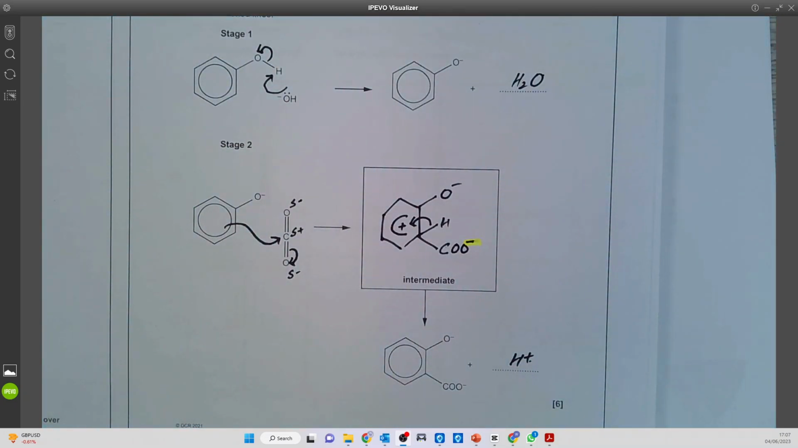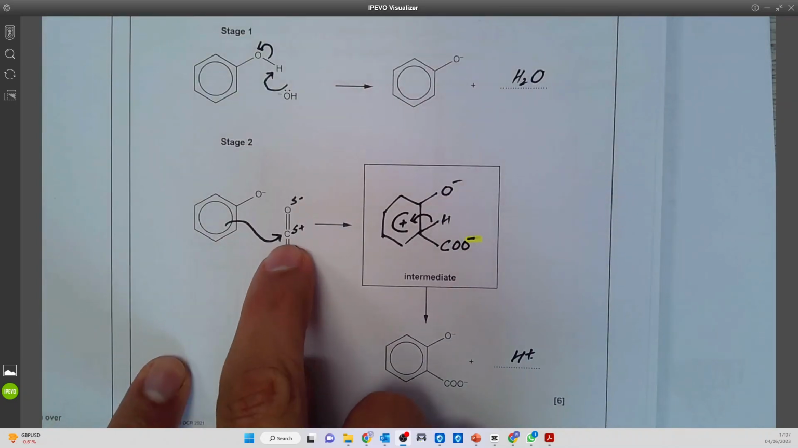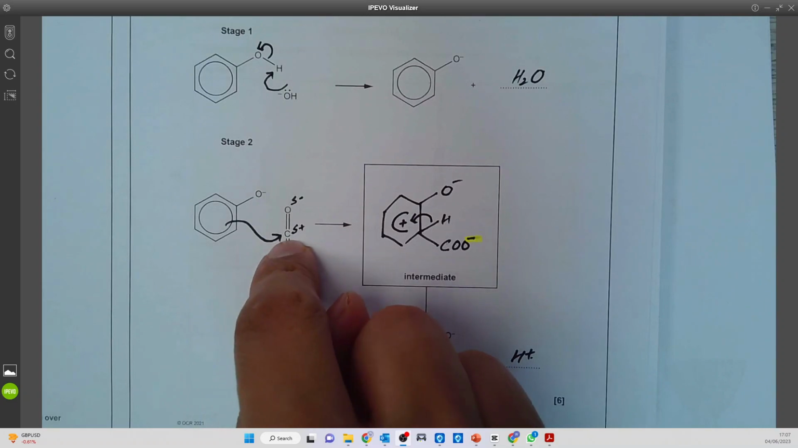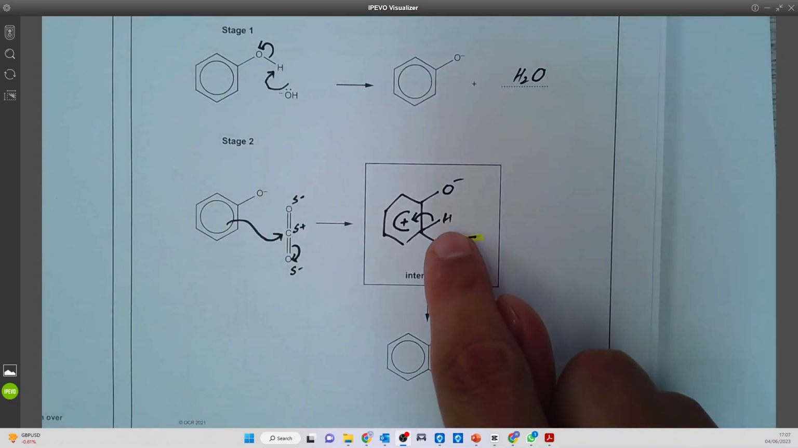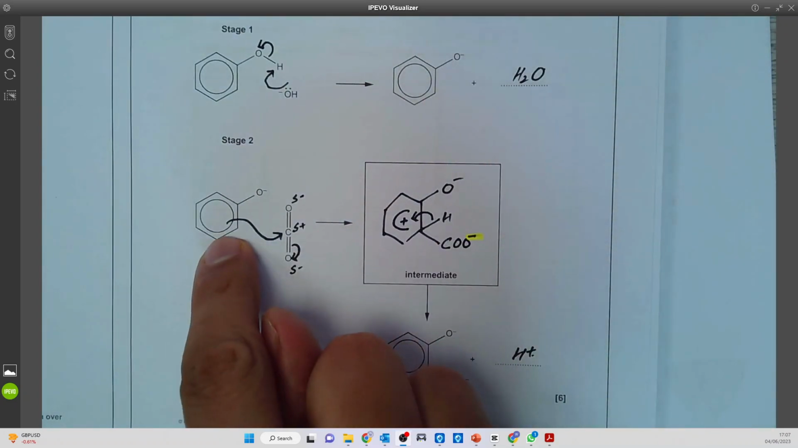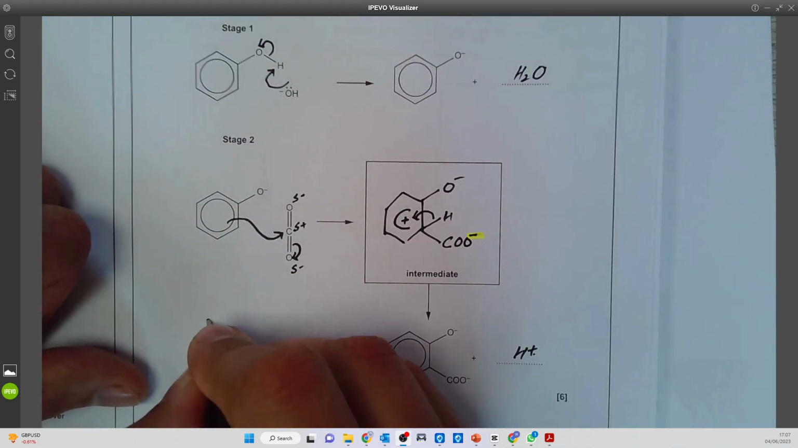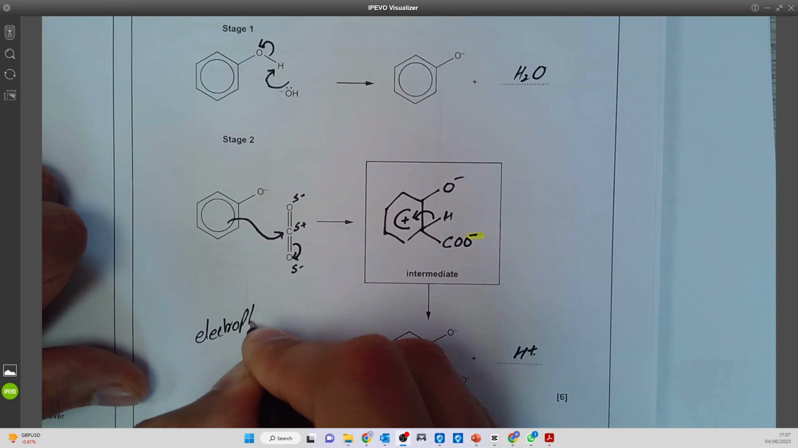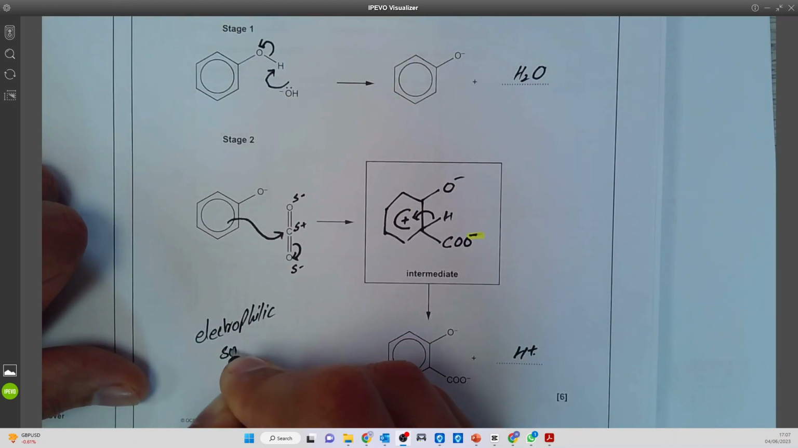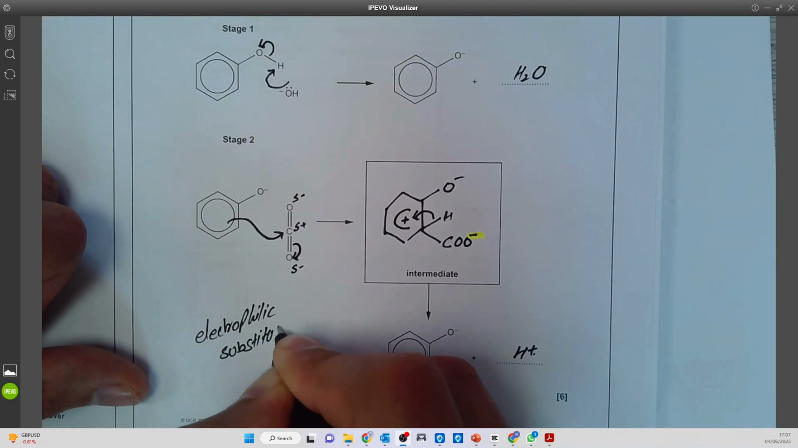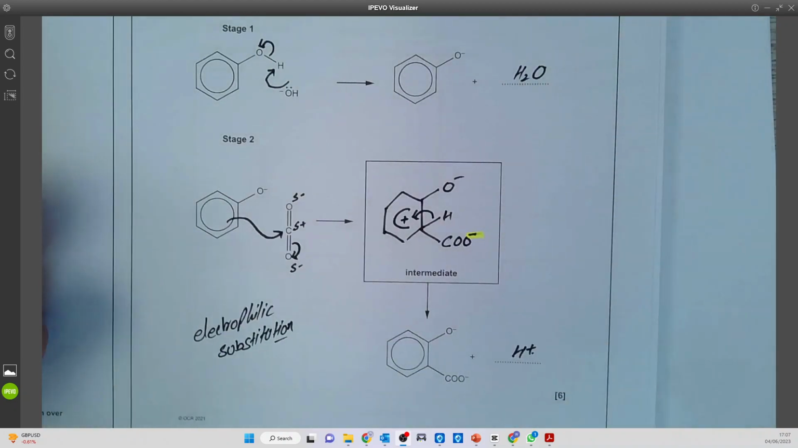Done. What's the mechanism called? So what is this acting as? Electrophile. And in place of hydrogen, this has now been attached. So it will be electrophilic substitution. Electrophilic substitution. Okay. Next part.